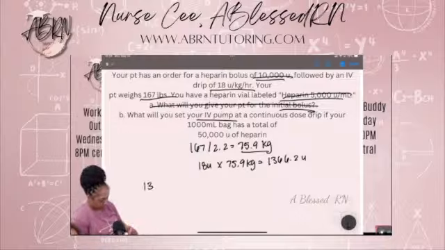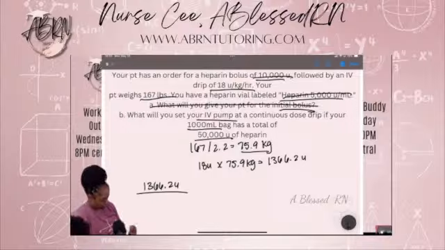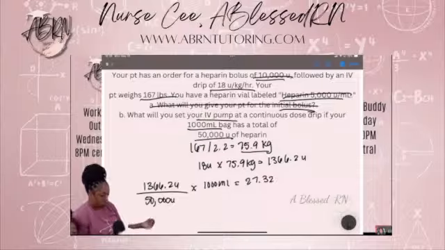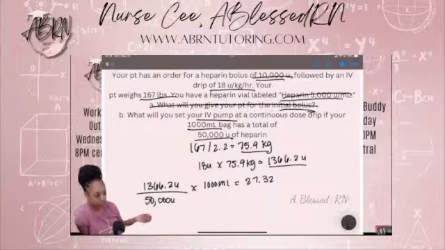Now you can put that in your desired over have. So that'll be 1366.2 units over, it says we have 50,000 units in a 1,000 mL bag. So desired over have times your volume, or your vehicle, whatever word you choose to use. So that times 1,000 divided by 50,000, and it'll give us the same answer, 27.32. Okay? And then also, once you get this part right here, you can put it in a ratio and proportion too, if you like to use ratio and proportion.